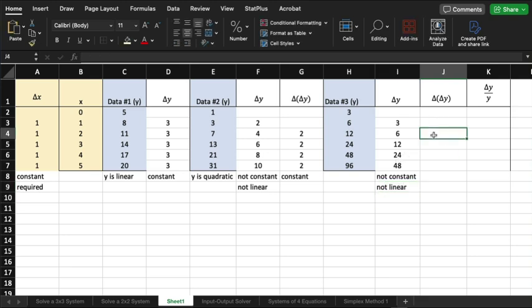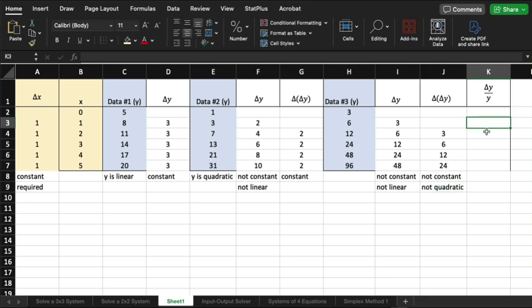Let's look at our change in delta y's. So now we have to go down to the next row and do I4 minus I3. Scroll down, and there's only 4 of those. And again, that is not constant. Therefore, it is not quadratic.